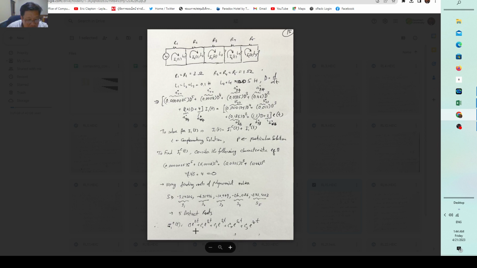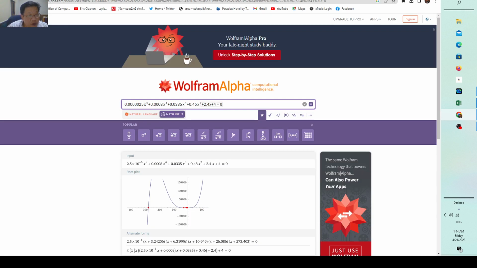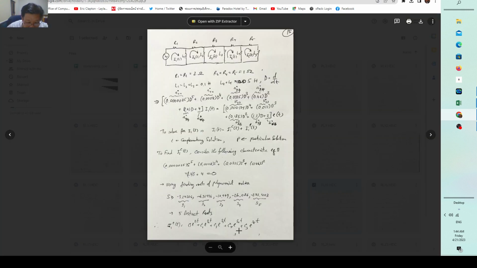Now, the remaining part of I1 CT is how you get C sub 1, C sub 2, C sub 3, C sub 4, C sub 5 numerically, which you cannot find here. But now you can find S sub 1, S sub 2, S sub 3, S sub 4, and S sub 5, as I showed you, from this roots of the polynomial, and then you get this form. But to find C sub 1 up to C sub 5, you need to find I sub 1 PT first, and then combine these two terms together and use what we call the initial condition.